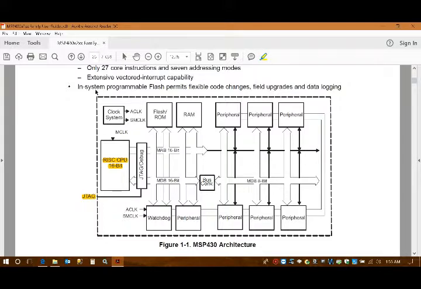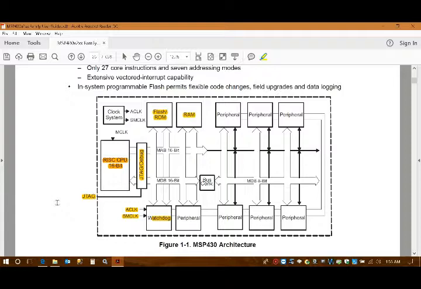And this is the flash or ROM, as I was talking about. This is the RAM, okay, and this is the watchdog timer. This is very important, because if your code is not running properly, then the watchdog is the thing that will save you. It will be a savior. And the peripherals are all scattered.